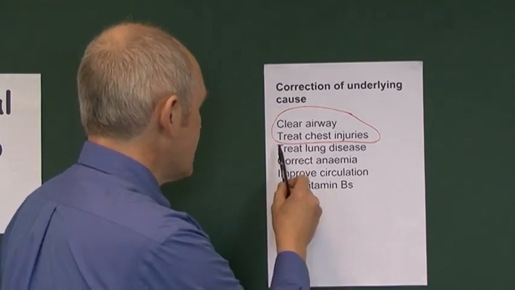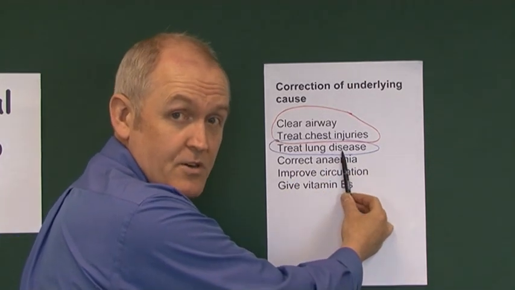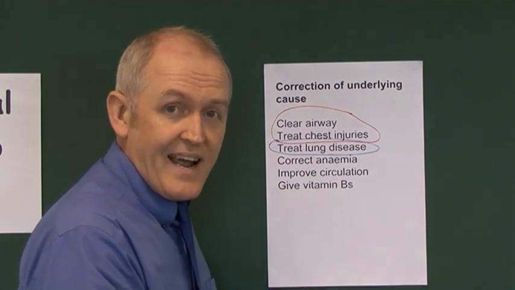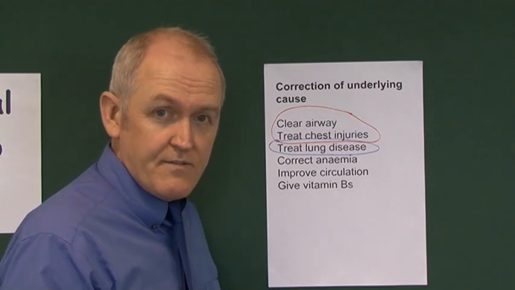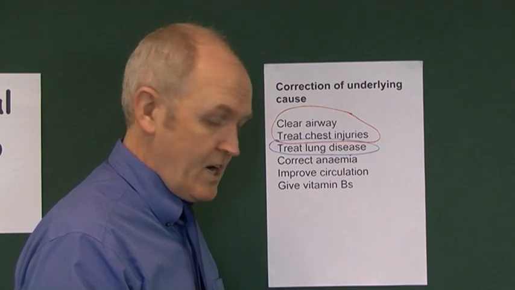We need to treat lung disease because that was the cause of pulmonary hypoxia. It doesn't matter what the lung disease is, work out what it is, work out how to treat that specific disease. If the patient's got pneumonia, give them the antibiotics, treat the infection, treat the underlying cause of the hypoxia.